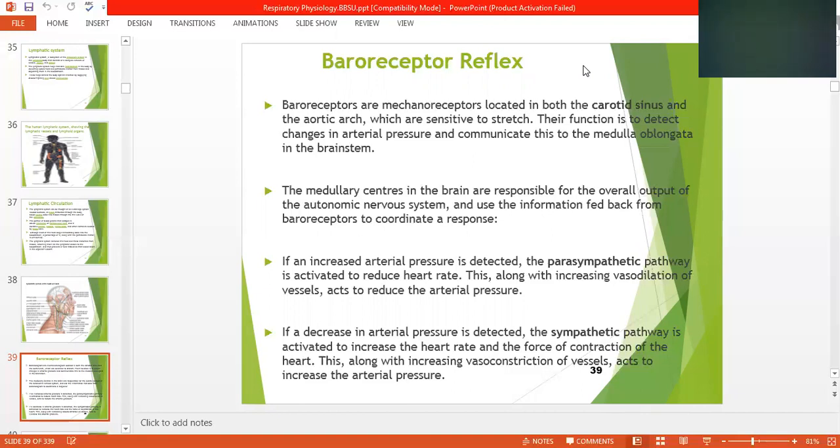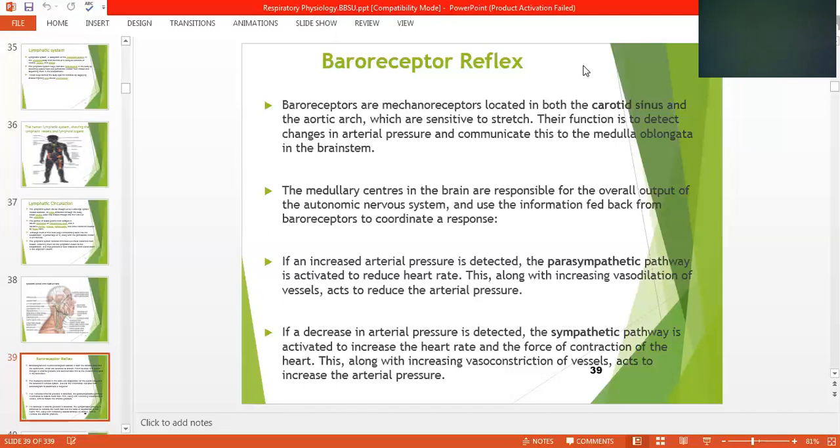The medullary center in the brain is responsible for the overall output of the autonomic nervous system, as I have mentioned, because the autonomic nervous system consists of sympathetic and parasympathetic, and this is controlled by the medullary center, which is present in the medulla oblongata at the base of the skull above your neck, and uses the information feedback from the baroreceptors to coordinate a response. If an increased arterial pressure is detected, the parasympathetic pathway is activated to reduce heart rate. This, along with increasing vasodilatation of the vessels, acts to reduce the arterial pressure.